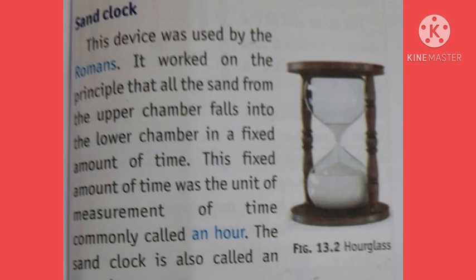The second device is the sand clock. This device was used by the Romans. It worked on the principle that all the sand from the upper chamber falls into the lower chamber in a fixed amount of time. This fixed amount of time was the unit of measurement of time, commonly called an hour. The sand clock is also known as an hourglass.